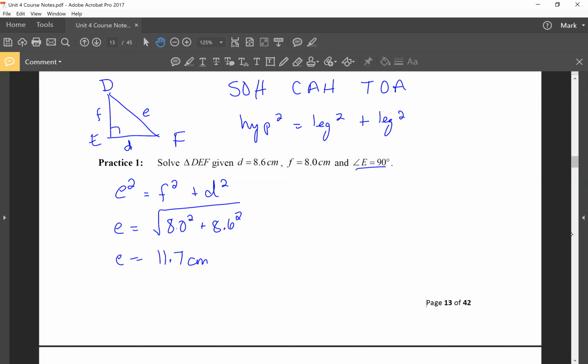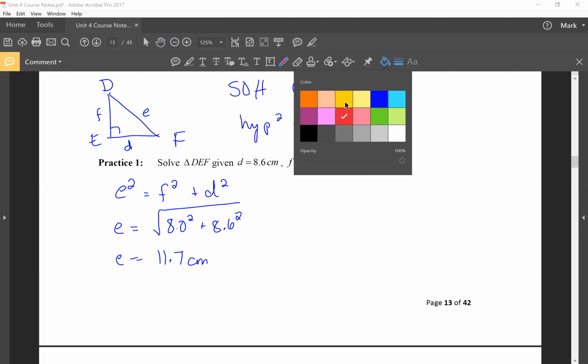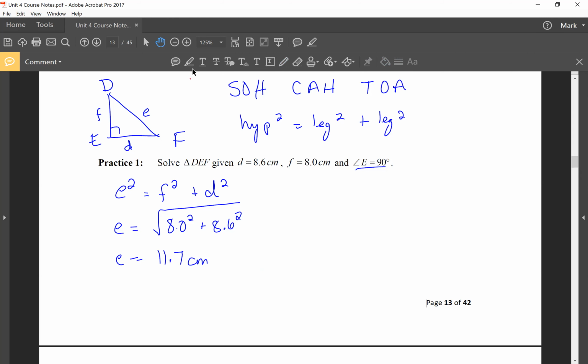Sorry about that. Okay. Now, what do I want to find? Do I want to find angle F or angle D? It really doesn't matter. Let me put my answers on the triangle so you can see what I'm talking about. So let's see. F is 8.0. D is 8.6. E is 11.7. Okay, let's look at angle D.